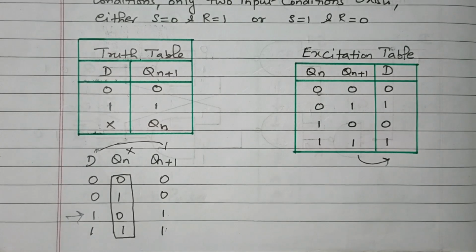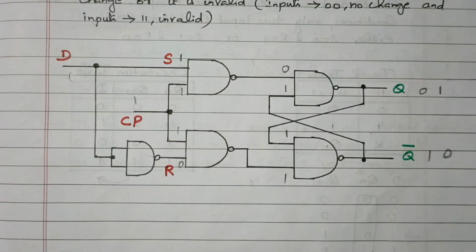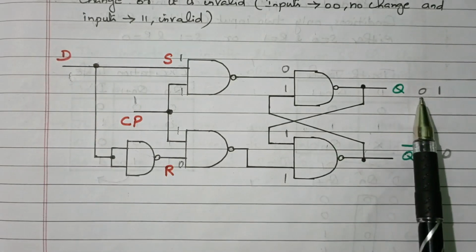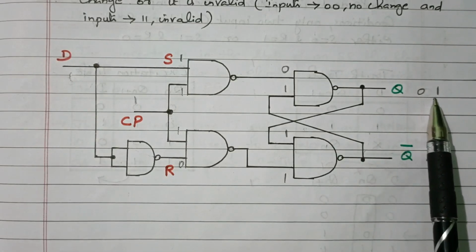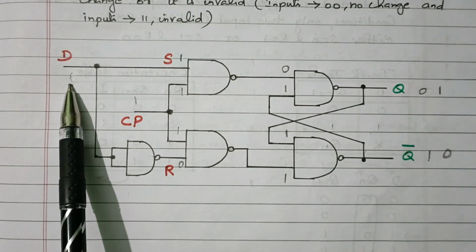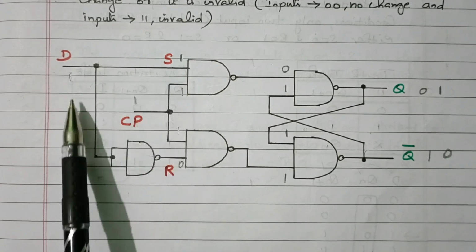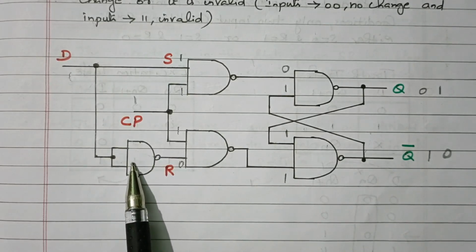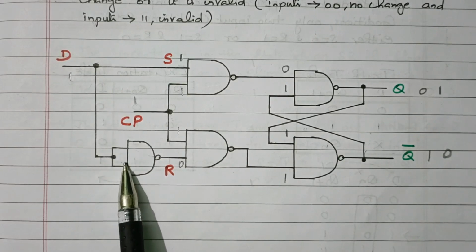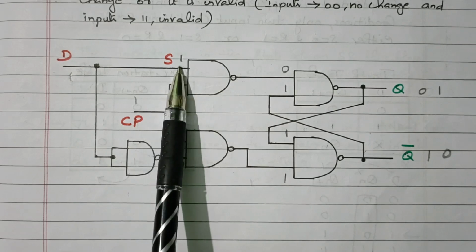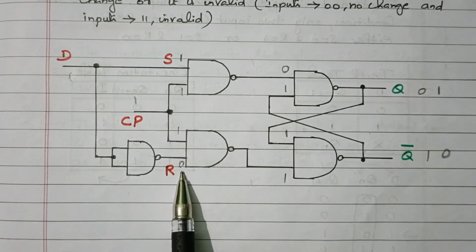Now we'll verify with the logical diagram. So the D input is 1. Q output is 0. It should be changed to 1. We'll check whether it is changed to 1. Right, here 1 is given, so the S input is 1. The 1 is inverted. So this is nothing but an inverter, a NAND gate with the same input given. It acts as a NOT gate. So here we'll get 0. S equal to 1, R equal to 0. That is the advantage of the D flip-flop.